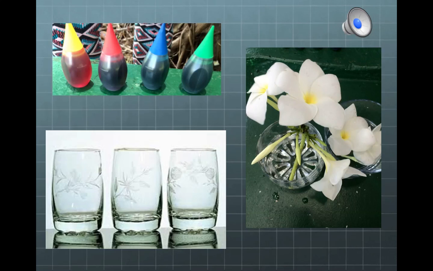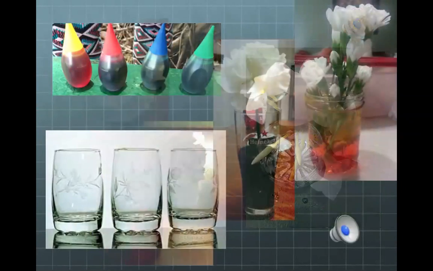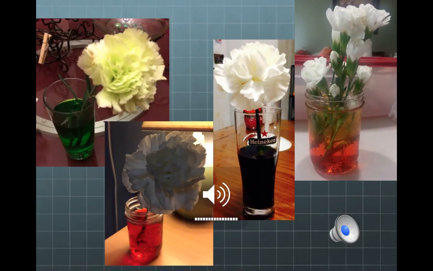However, what happens when plants are cut and not connected to their roots? Will the plants absorb water? In this experiment, we will show you what happens when you place flowers in colored water. Fill a cup 3/4 full with water. Make sure that there is enough water so that all of the stems are submerged by at least a couple of inches.